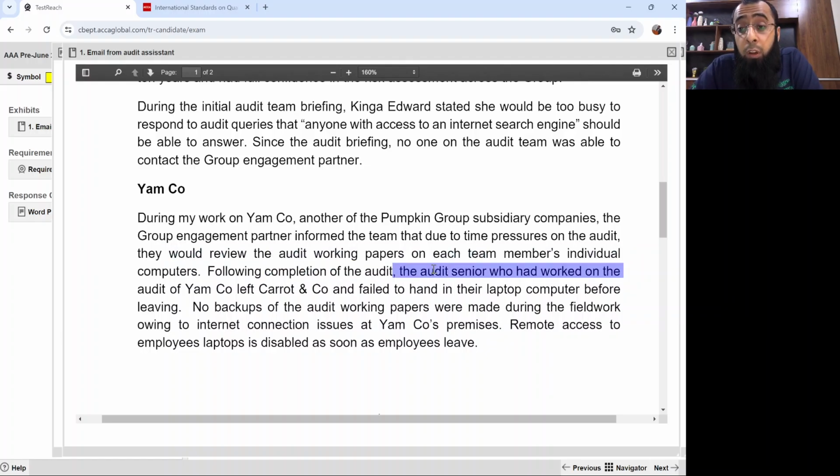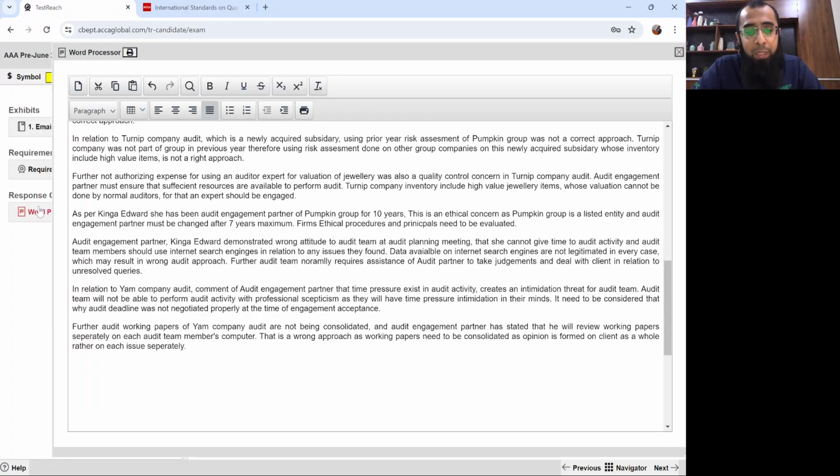Following completion of the audit, the senior who had worked on the audit of YAM company left Carrot company and failed to hand in their laptop computer before leaving. No backups of audit working paper were made during the fieldwork owing to internet connection at YAM company premises. Remote access to the employee laptop is disabled as soon as an employee leaves. Like, what is happening? That audit senior left, he failed to hand in the laptop, the working papers are lost, there is no backup. Like, what are you doing?